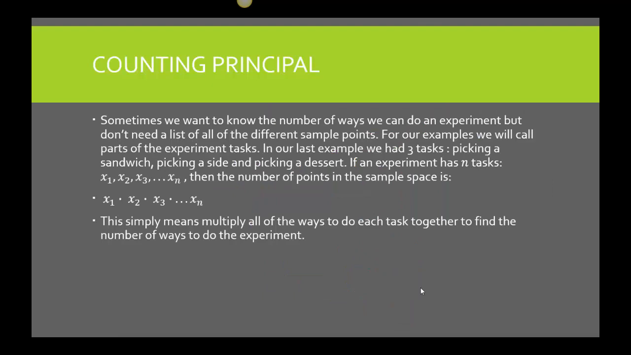Sometimes we want to know the number of ways we can do an experiment, but don't need a list of the actual different sample points. For example, we will call parts of the experiment tasks. In our last example, we had 3 tasks. We had picking a sandwich, picking a side, and picking a dessert. If an experiment has n tasks, x1, x2, x3, all the way to xn, then the number of points in the sample space is x1 times x2 times x3 up to xn. This means I multiply all of the ways to do each task together to find the number of ways to do the experiment.